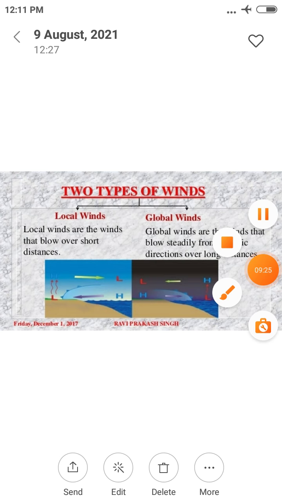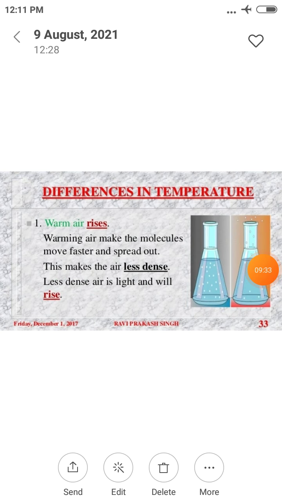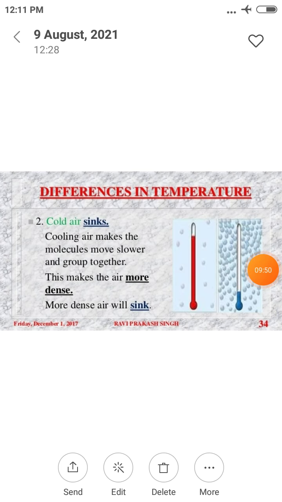Okay, so wind is caused by differences in temperature, and it also depends on pressure. Under differences in temperature we have seen warm air rises. Warming air makes the molecules move faster and spread out, so this makes the air less dense. That's why less dense air is light and will rise. Second one, cold air sinks. Cooling air makes the molecules move slower and group together, so this makes the air more dense, and more dense air will sink.